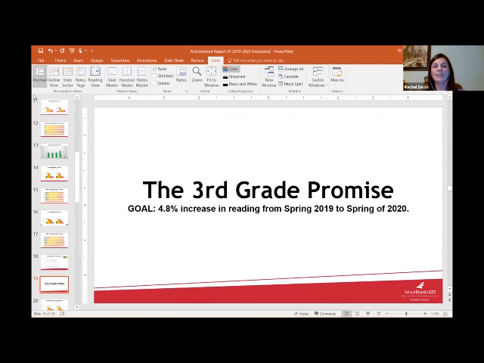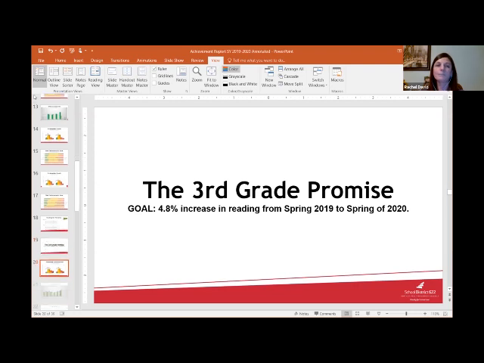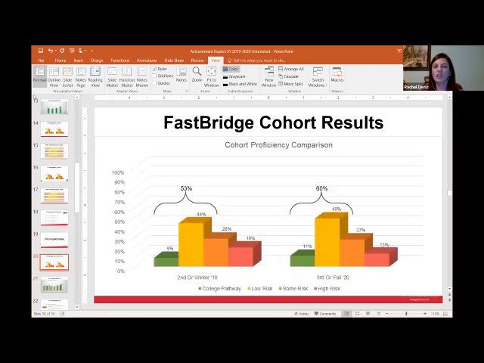The second point, our accountability measure that we have is around the third grade promise. And our goal was to increase from 4.8% from spring 19 to spring 2020. Unfortunately, because we didn't have spring assessments, again, we had to modify how we were reporting the data. So we took a look at our second graders last year in winter of 19, which was the last data point that we had for testing last year, and then actually tracked that as a cohort.